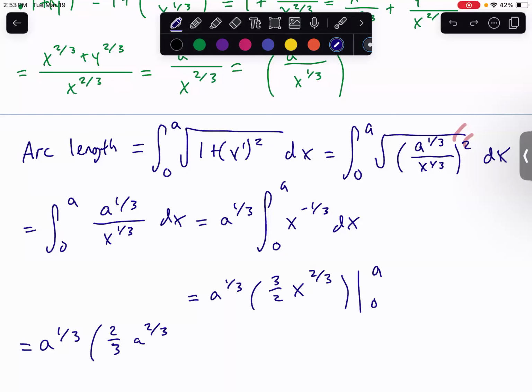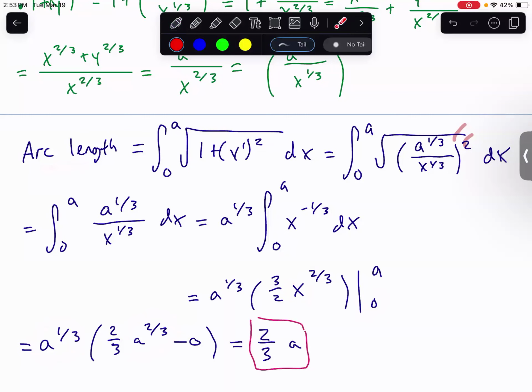And then if you plug in x is equal to 0, you just get 0. And so if you multiply a to the 1/3 power by a to the 2/3 power, you just get a. So this is going to end up being equal to 3/2 times a, which is what we wanted to show in the beginning. We wanted to show that the arc length ended up being proportional to a. So that just means we can determine the arc length just by multiplying a by some constant.